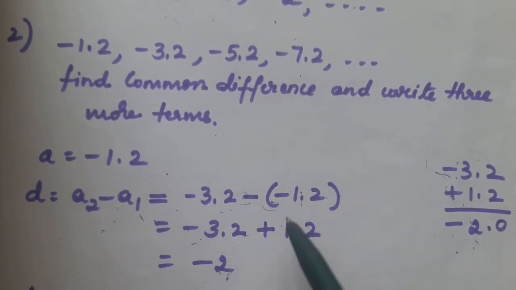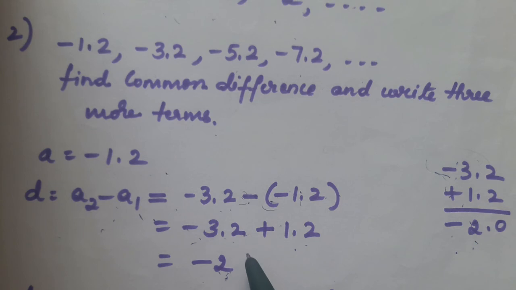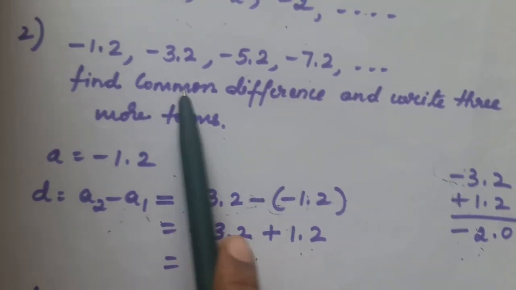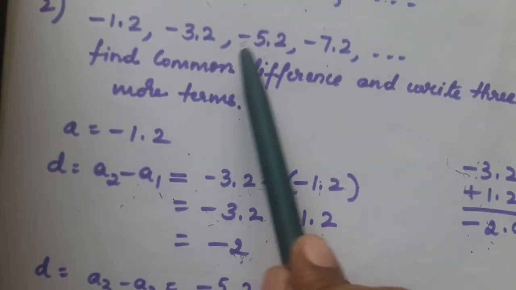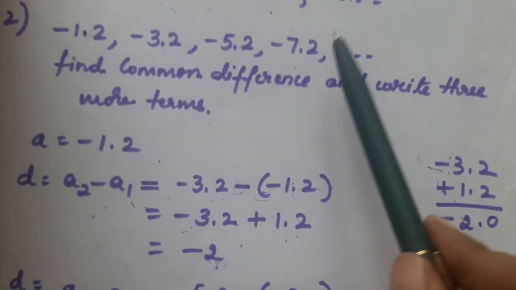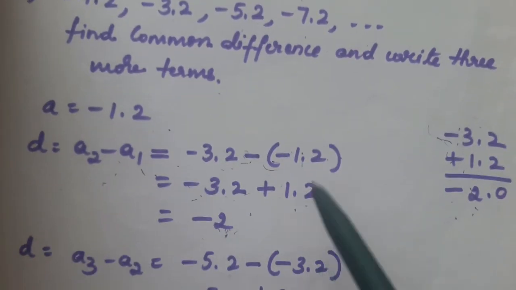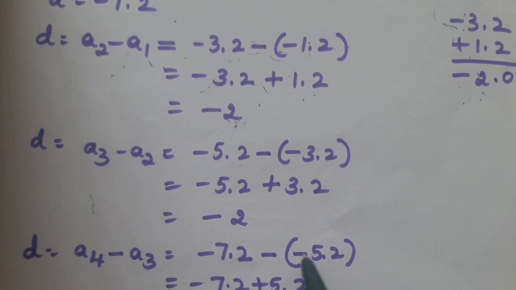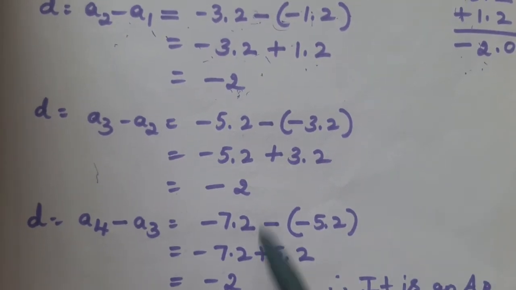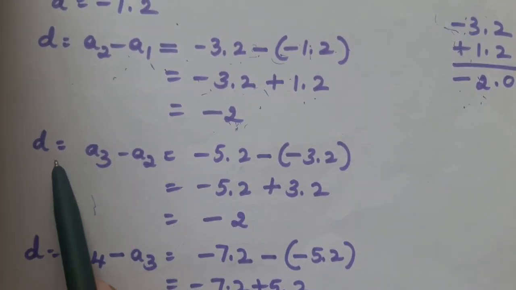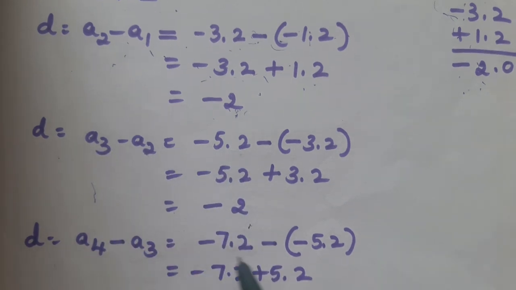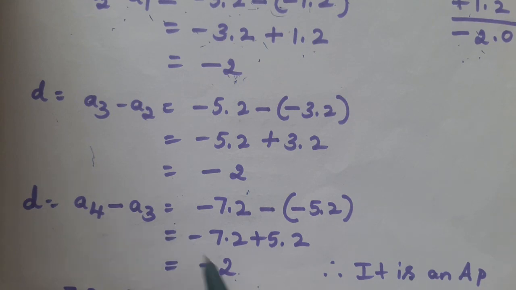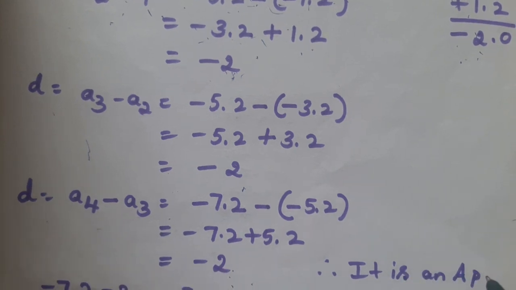What if they ask you to first find out whether it is an AP or not? At that time also we have to check the common difference for each term. D is equal to A3 minus A2 also we have to check, and A4 minus A3 also. If we get the same common difference every time, then it is an AP. As I did here, D is A3 minus A2, and I got minus 2, and A4 minus A3 also gave minus 2, therefore it is an AP.